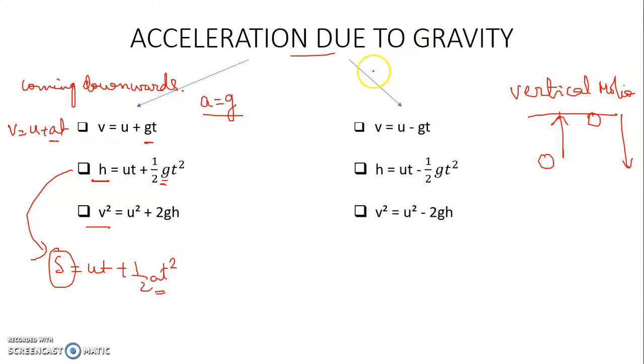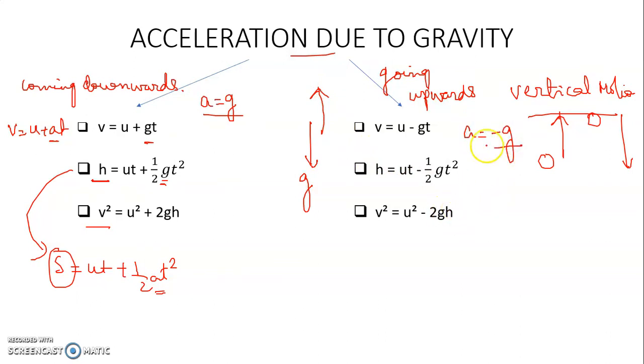Now if the body is going upwards, so it is moving against the gravity because the gravity acts downwards. It is going against the gravity. So A will be taken as minus G, negative, because against the gravity. Alright. So everywhere we had V is equals to U plus GT, right? So now we will write U minus GT. So this becomes U minus GT. This becomes UT minus half GT square. This becomes U square minus 2GH. Alright, so these are the equations of motion for acceleration due to gravity.